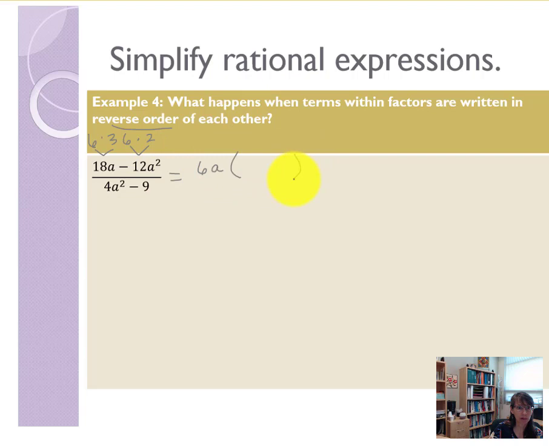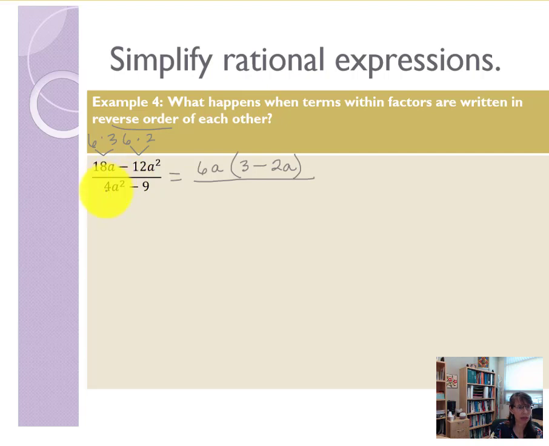6a is the greatest common factor. That would leave us 3 minus 2a. So 6a times 3 matches 18a. 6a times negative 2a would match the minus 12a squared. That's completely factored. Our denominator, 4a squared minus 9, you might notice is a difference.